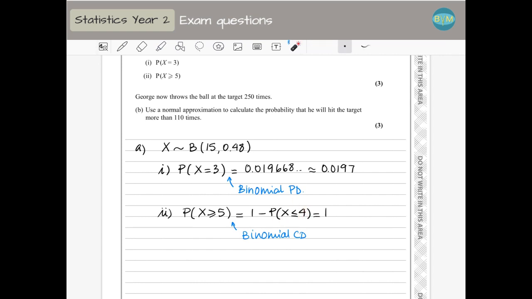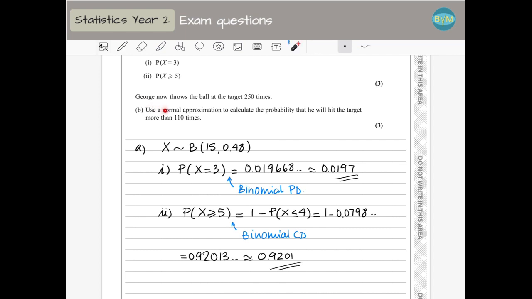X is 4, n is 15, p is 0.48. And we find that value, which is 0.0798 more, and this is 0.92013. Again, we round to 4 decimal places, so 0.9201. Yeah. So these are my first 2 answers, this one and this one.